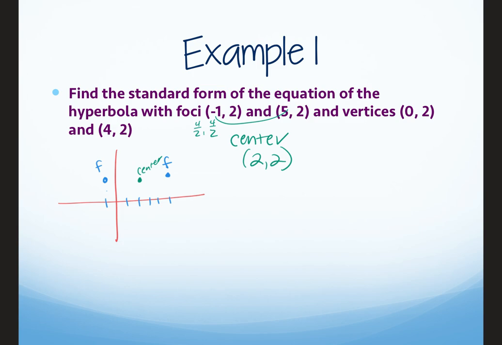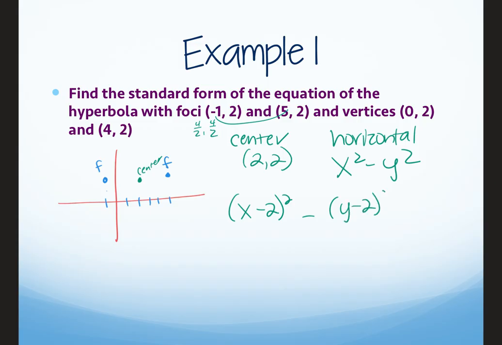It's going to point right and left, right? Which means this is horizontal, and if it's horizontal, what letter comes first? X. It's an x squared minus a y squared. So already I have x minus 2 squared minus y minus 2 squared. Both of those are going to go over something. Equals 1.